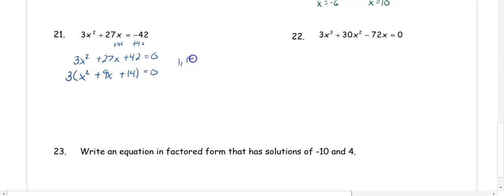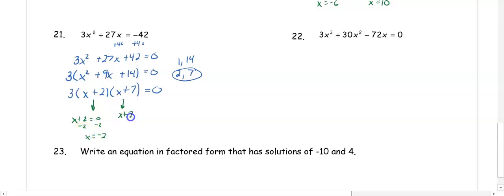So numbers that multiply to 14 are 2 and 7 and 1 and 14. If we're adding to 9, we're going to use 2 and 7. So 3 times x plus 2 times x plus 7 equals 0. There are only 2 x's here, so we're going to have 2 solutions. So x plus 2 equals 0. We can subtract 2, so x is negative 2. And x plus 7 equals 0. We can subtract 7, so x is negative 7.